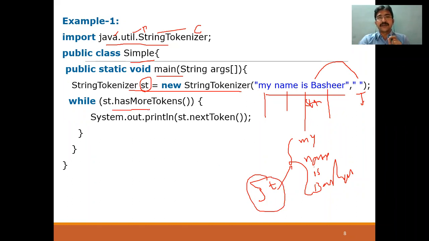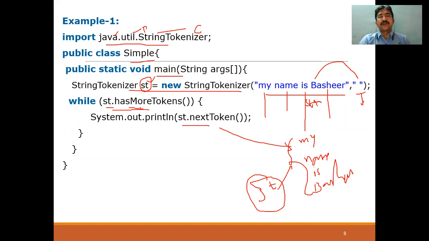So hasMoreTokens is a method of the string tokenizer. To access the methods of the string tokenizer class, how do we do it? We have created an object for the string tokenizer class, and with the help of that object name, dot, the method name, we call it. So st.hasMoreTokens will check whether tokens are available in the string tokenizer object or not. Yes, 4 tokens are available. The condition is true. Now it goes to st.nextToken, which will extract the next token. What is the next token? "My", the first one.